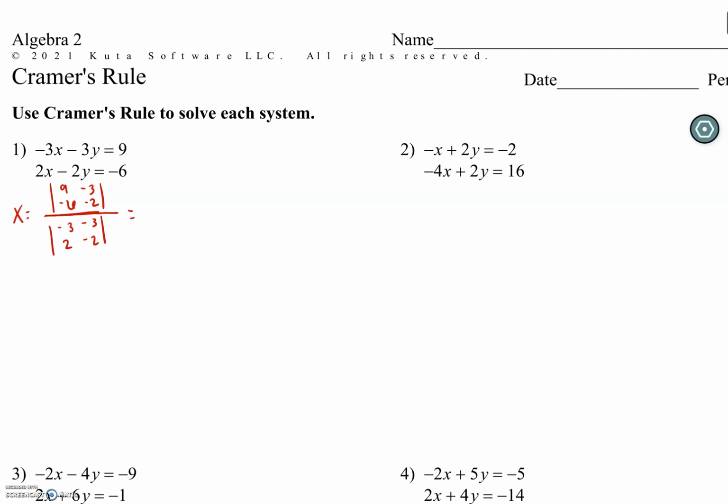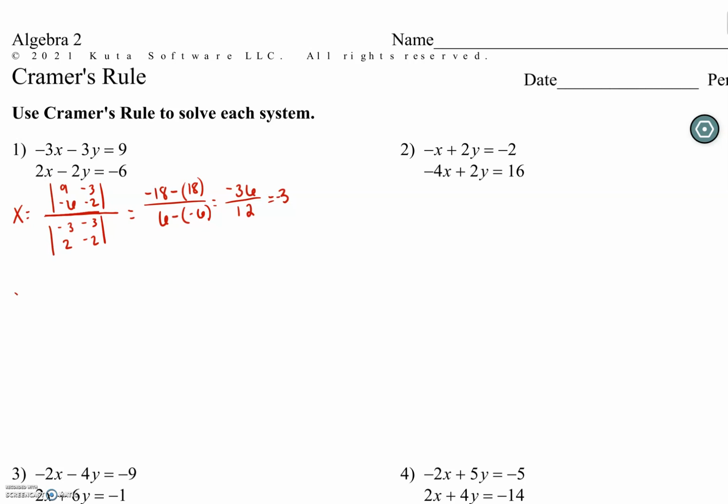So we take 9 times -2, which would be -18, minus -3 times -6, which would be +18, over -3 times -2 would be +6, minus -3 times 2, which would be -6. -18 minus 18 would be -36, over 6 minus -6, which would be a +12. -36 divided by 12 would be -3.